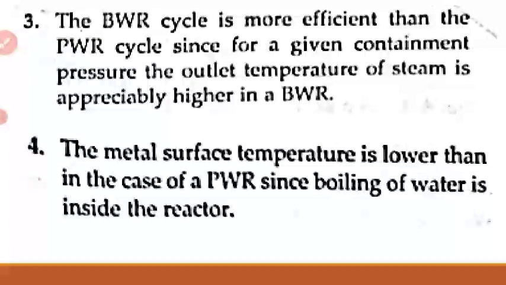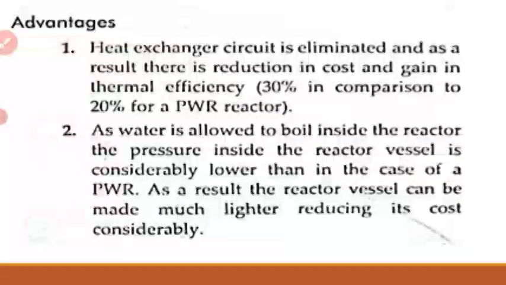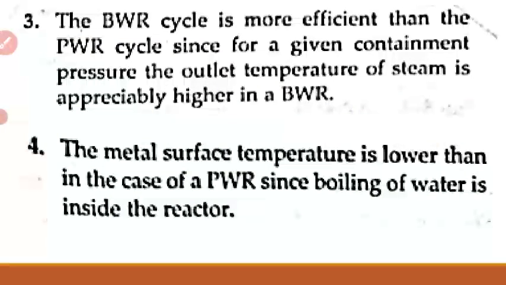The BWR cycle is more efficient than the PWR cycle, since for a given containment pressure, the outlet temperature of the steam is appreciably higher in the BWR. The metal surface temperature is lower than in the case of PWR, since boiling of water is inside the reactor.